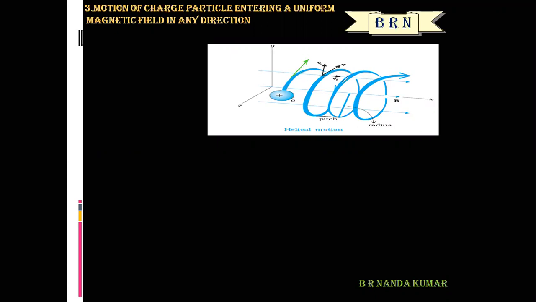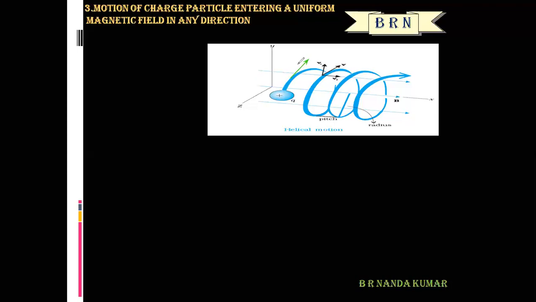Suppose the v vector is anti-parallel to the b vector, theta is equal to 180 degrees. Again, the charged particle does not experience any force, so again the trajectory is a straight line. If the v vector is perpendicular to the b vector, the charged particle describes a circular path. The force acting on the charged particle is maximum, that is qvB. But here the velocity of the charged particle is not parallel, not anti-parallel, not perpendicular to the direction of the magnetic field.